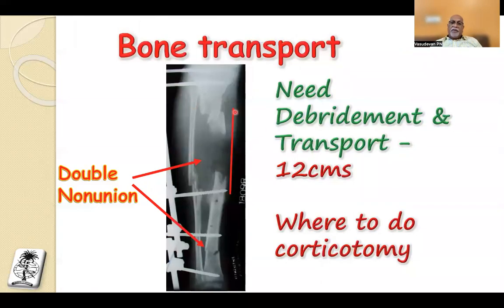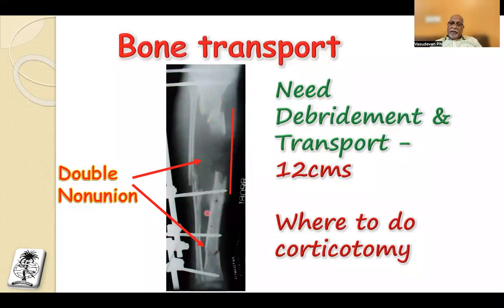This was the situation. You can see a big gap in the upper end with sequestrum at this area, and there's another non-union here. It's a double non-union. One is a gap non-union, the other is just a non-union, and that needed debridement and bone transport. But where to do the corticotomy?